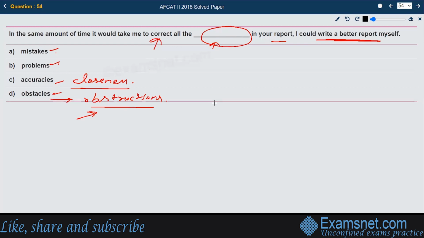So the right answer should be mistakes, because problems are not corrected, they are solved. Accuracies are not needed to be corrected. Obstacles are not corrected, rather they are removed. So the right word here should be mistakes, because the correction is done with the mistakes only. So option A is the right answer.